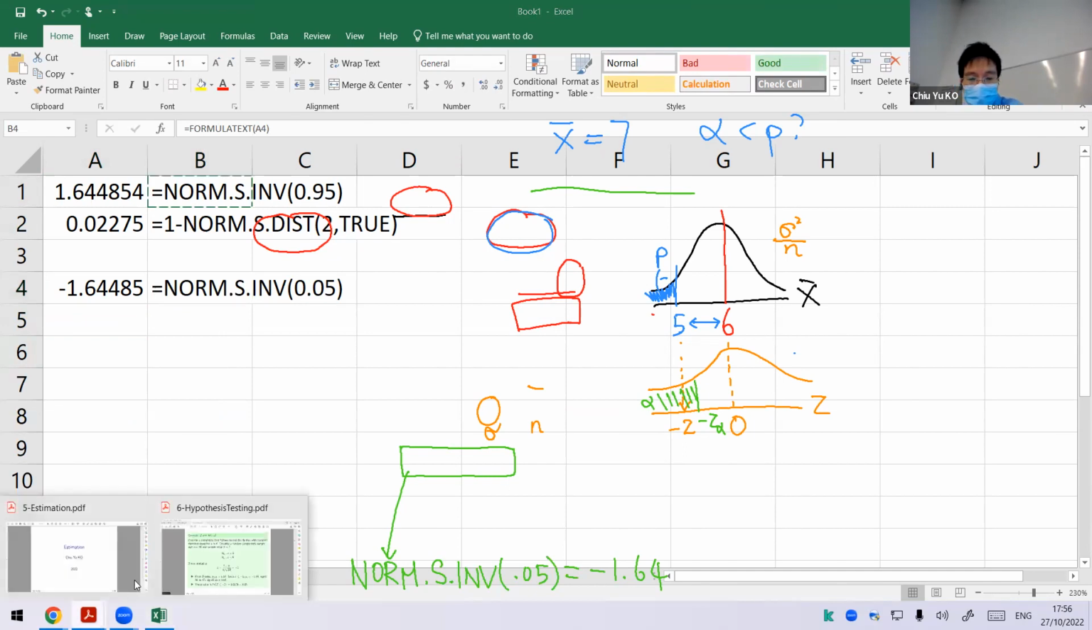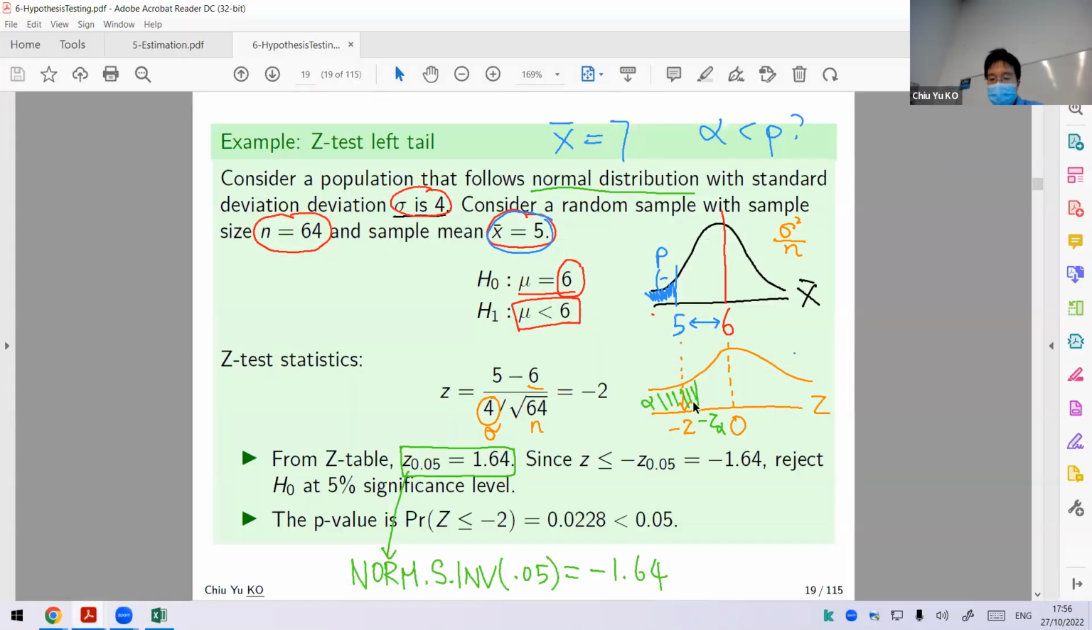So the critical value is -1.64, and if you are more extreme than the critical value, then you reject the null. It's too far away, too low compared to 0, much smaller than 0. That means that 5 is much smaller than 6, so you would say the data support the idea that the mean is less than 6. Is that clear?